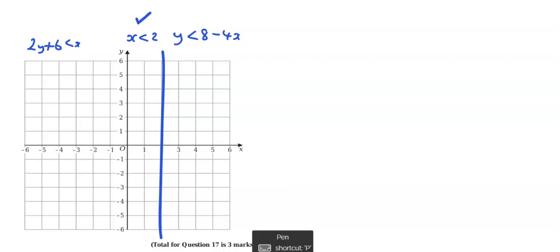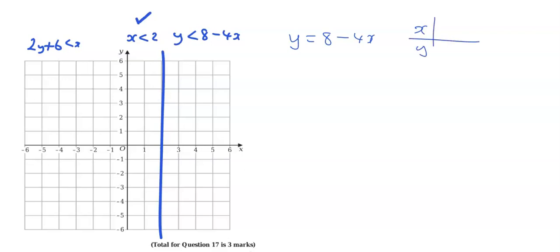So I make up the corresponding equation. Y equals 8 minus 4x. And do a little table of values. If I make x equal to 0, y will be 8, but that's too big. So I'll make x equal to 2, and y will then be 0. So the point 2, 0 is on this line, which is there.